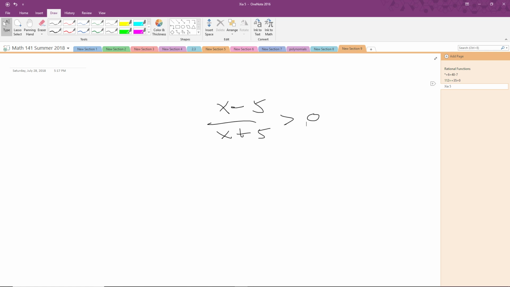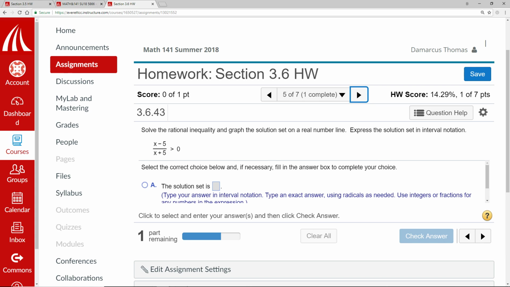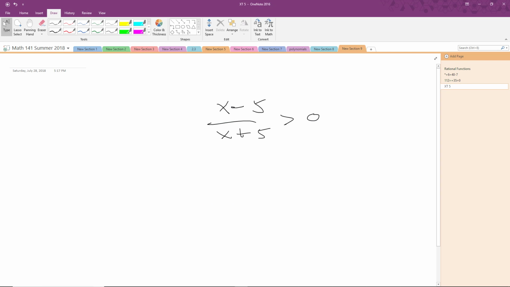Let's check that again. Okay, it was. And so it's already set up for us. So our two critical values, I should call them little c, will be 5 and negative 5. So on a number line, I can put negative 5 and then 5. And so I need to test a bunch of points. I'm going to test negative 6, 0, and positive 6.